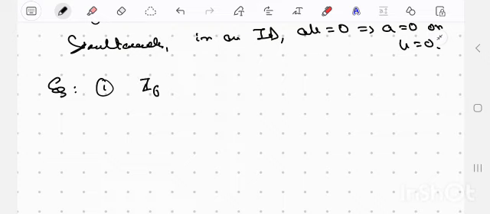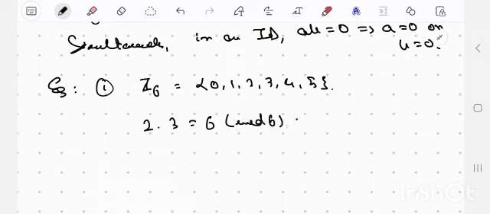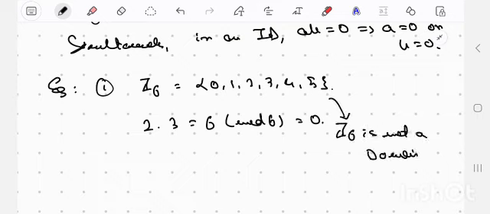Number 1, consider Z6, which is 0, 1, 2, 3, 4 and 5. Observe that 2 times 3 is 6 mod 6, which is 0. But neither 2 nor 3 is 0 in Z6; that is, when divided by 6 they don't give remainder 0. So both are non-zero elements in Z6, but their product is 0. So what we can conclude is that Z6 is not a domain, or integral domain. We will use the term domain itself. Clear? Got it? No problem?